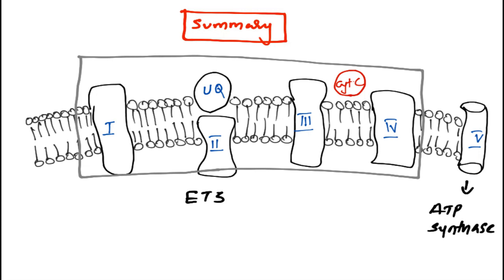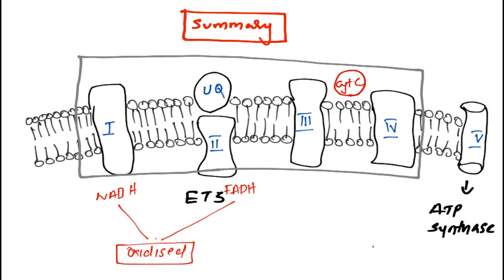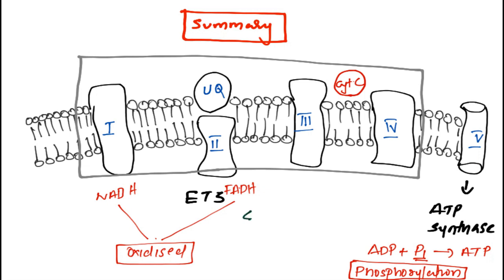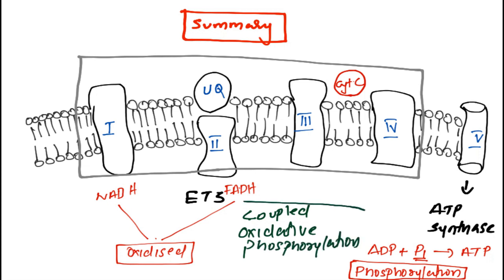And in the ETS, what is happening? The NADH and FADH will be coming. Both the NADH and FADH will be getting oxidized, and the removed electron is passed through various channels, and that will be giving energy for ADP to add the phosphate here. The addition of phosphate is known as phosphorylation. So we are having two processes, one is oxidation, another one is phosphorylation. In this system, both occur together. So we will call this process coupled oxidative phosphorylation, or simply oxidative phosphorylation, because oxidation and phosphorylation are occurring together here.